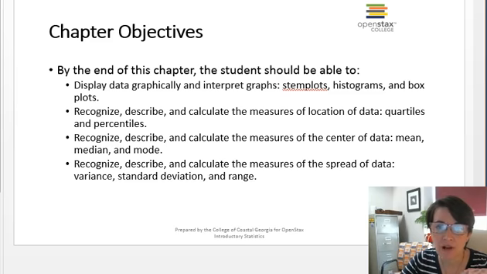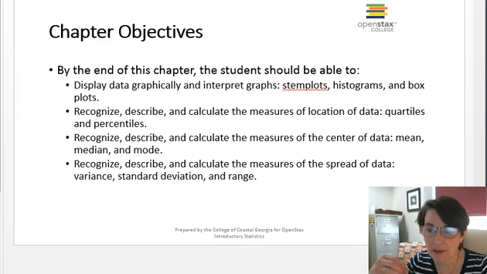So we're going to start off, there's the list of the objectives. You can find those in your book and in the syllabus as well. But just to remind yourselves, what we're going to be doing is displaying this data and recognizing and calculating things about this data. Where is the center of the data? Is it spread out or is it really compact? Those kind of measurements we're going to talk about.